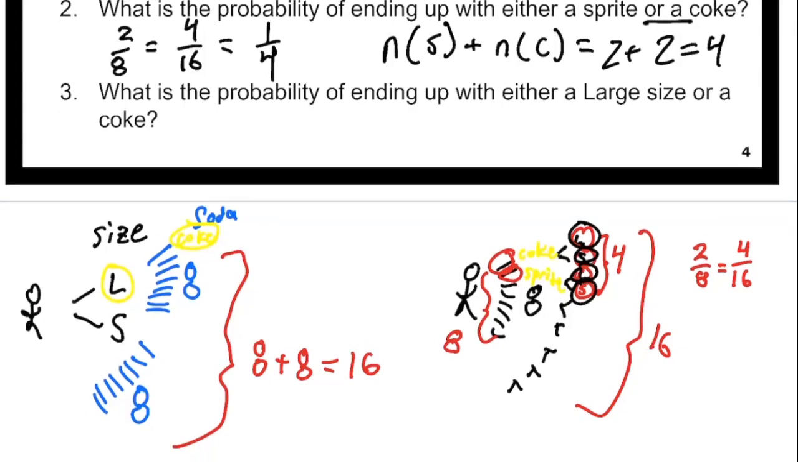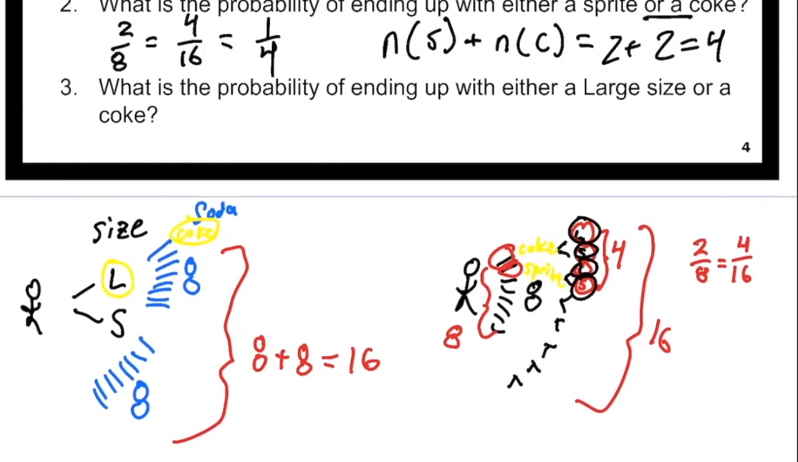Finally, the probability of ending up with either a large size or a Coke. So for this one, I'm going to return to our first model. We're looking at either a large size or a Coke. We started off by splitting it up into large or small. So all of these outcomes here are in our event. Any large size works out. The probability of ending up with a Coke, well, one of the ways is over here in the large size, which we already counted. We also want to consider what happens if we end up with a small Coke.